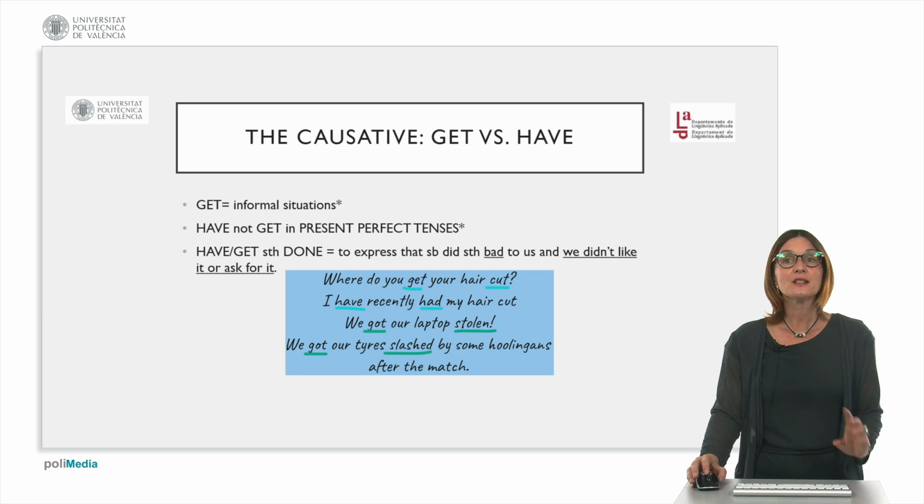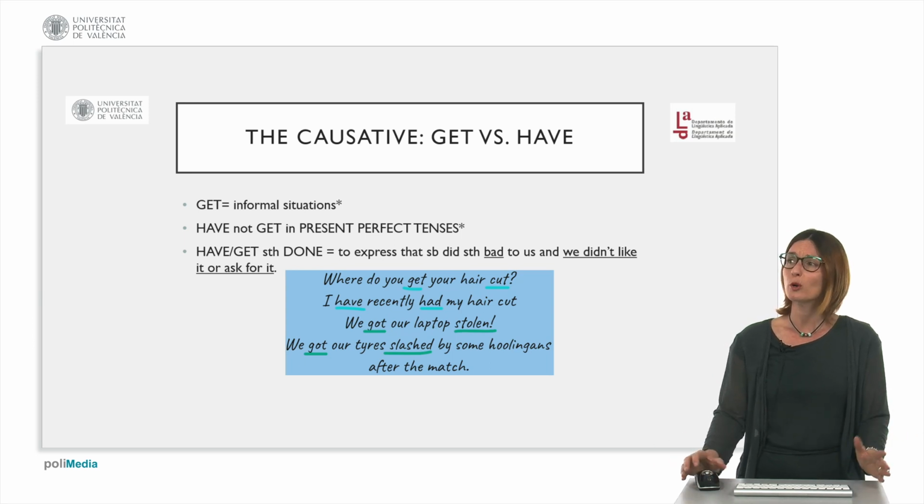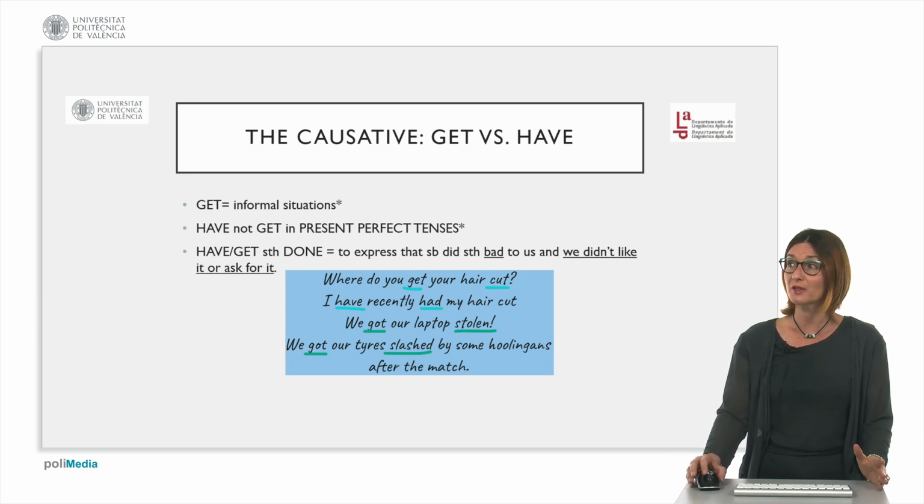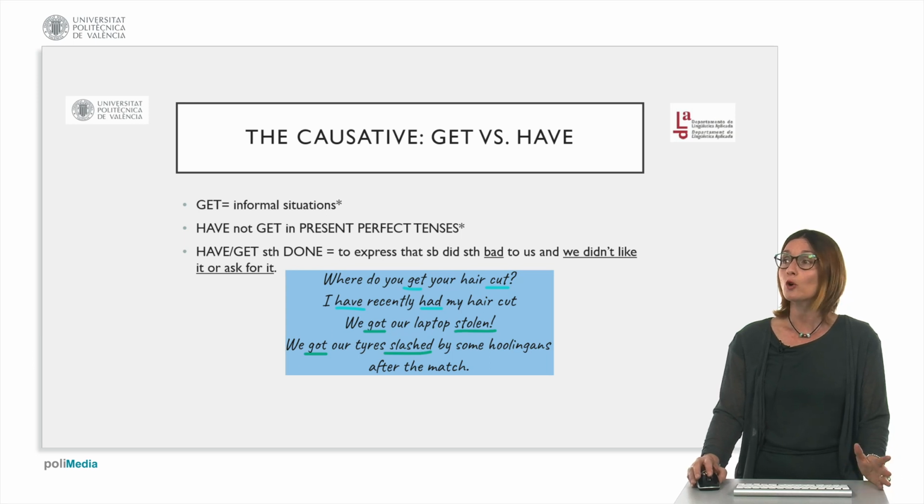And then finally, there is another interesting use of this structure. We sometimes use have, get, something done to express that somebody did something bad to us, or something we didn't really like, or something that was unexpected or a surprise, but not a nice surprise, a nasty surprise. So for example, we got our laptop stolen, or we got our tires slashed by some hooligans after the match.